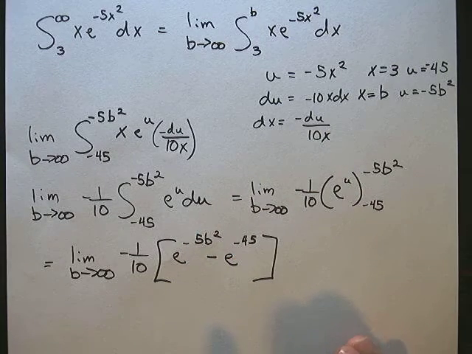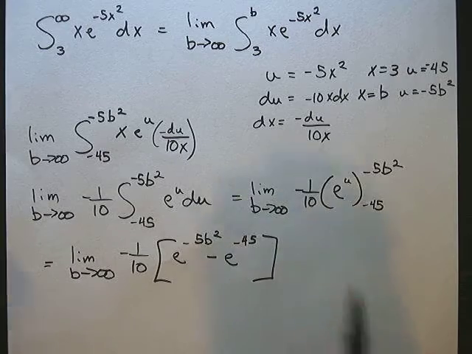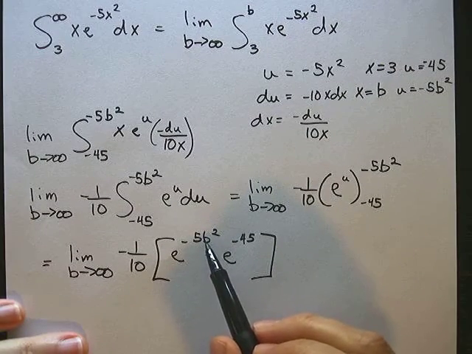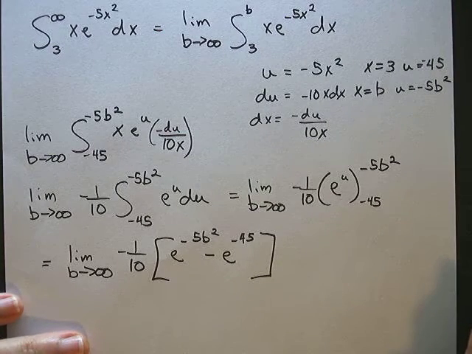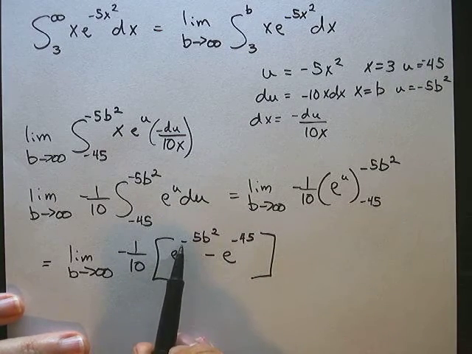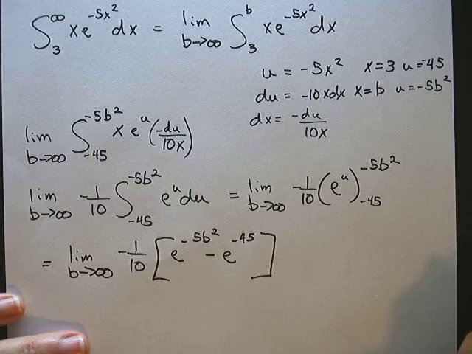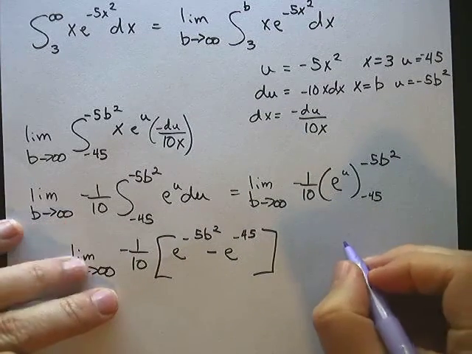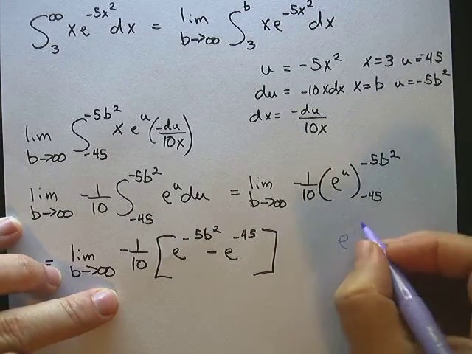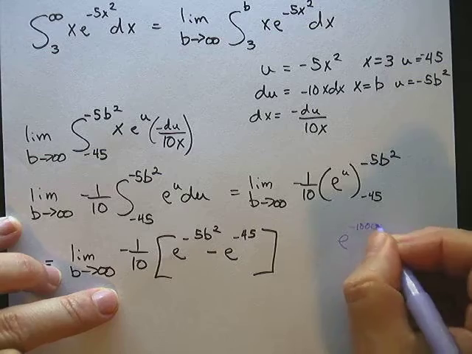Okay, so what happens when I send b to infinity? What happens to this exponent? Your first thought might be that it goes to infinity, but actually it goes to negative infinity, because we have a negative sign here. So what happens as I send the exponent of e to negative infinity? Well, I'll write it over here. As the exponent gets large, let's say negative 1,000.